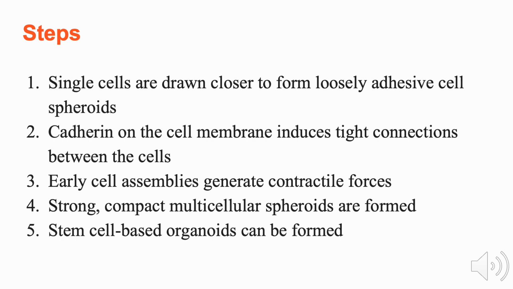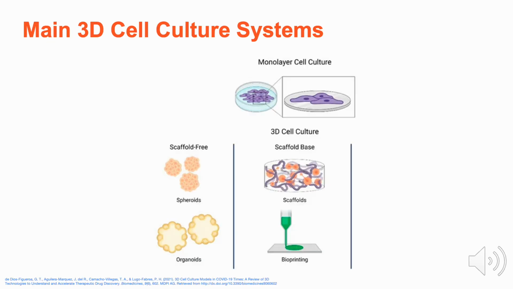Finally, stem cell-based organoids can be formed by providing the appropriate physical and biochemical signal for differentiation and development of organ-like phenotype, or embryoid body after deformation of stem cell-based aggregates and spheroids. There are two different main 3D cell culture systems that we can use in this technique.